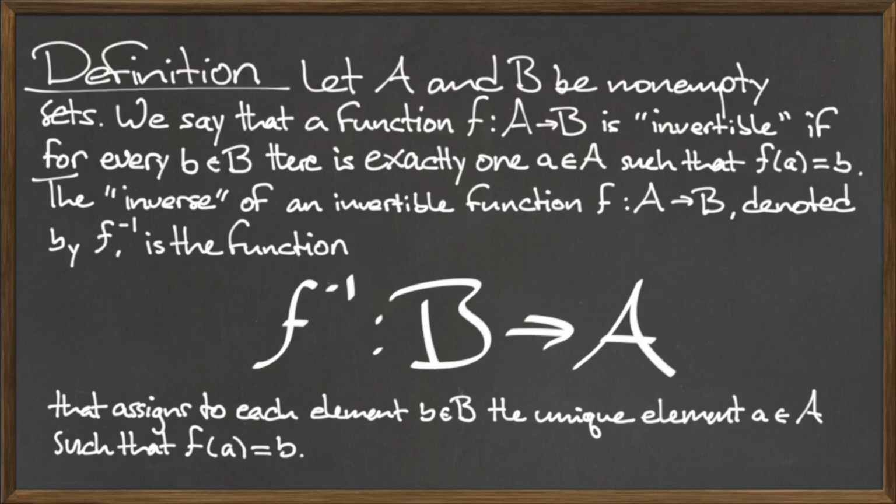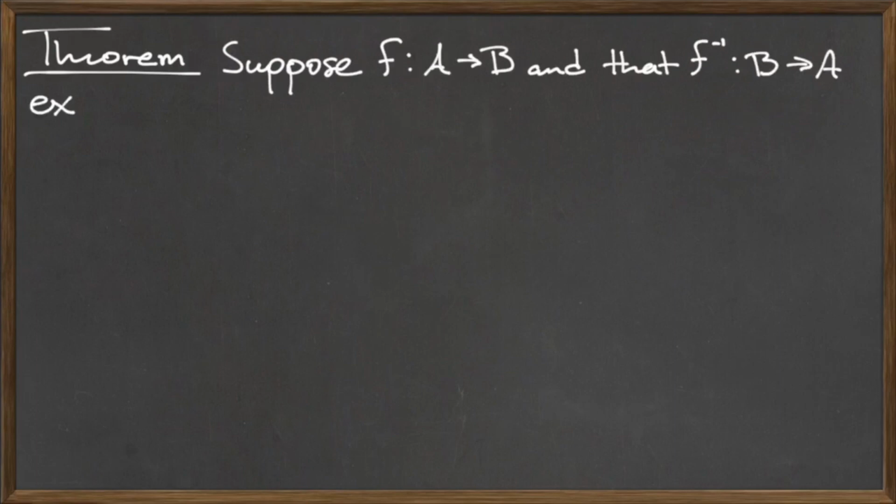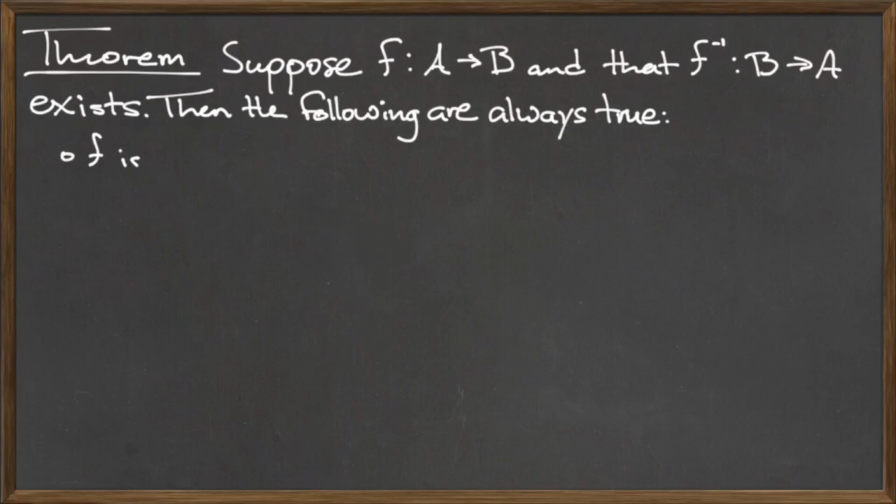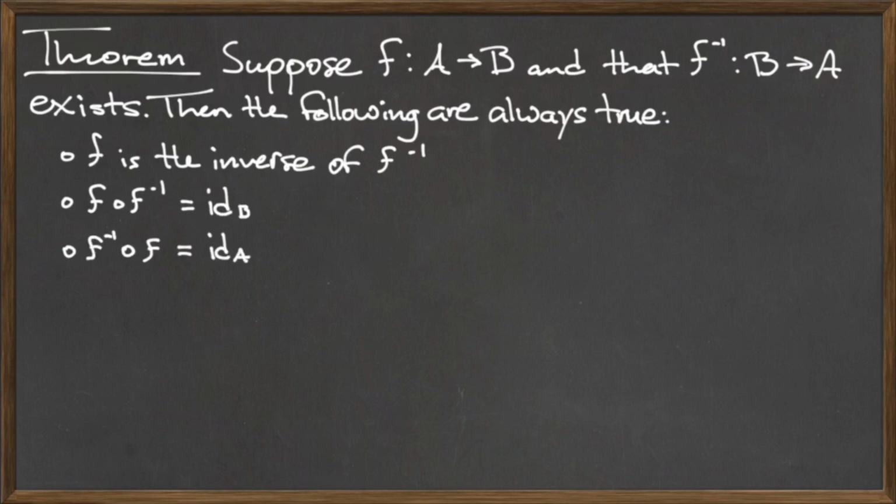In other words, the function f takes an element little a and sends it to its image, which is little b, while the inverse takes the element little b and sends it back to the element little a, where it came from. Before we do some examples, we need to discuss an important theorem related to properties of the inverse function. Suppose that f is a function from A to B, and that f inverse from B to A exists. Then the following are always true.